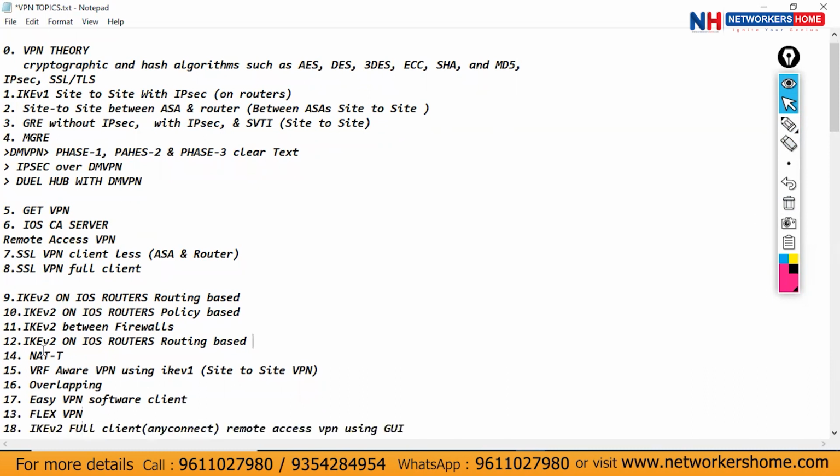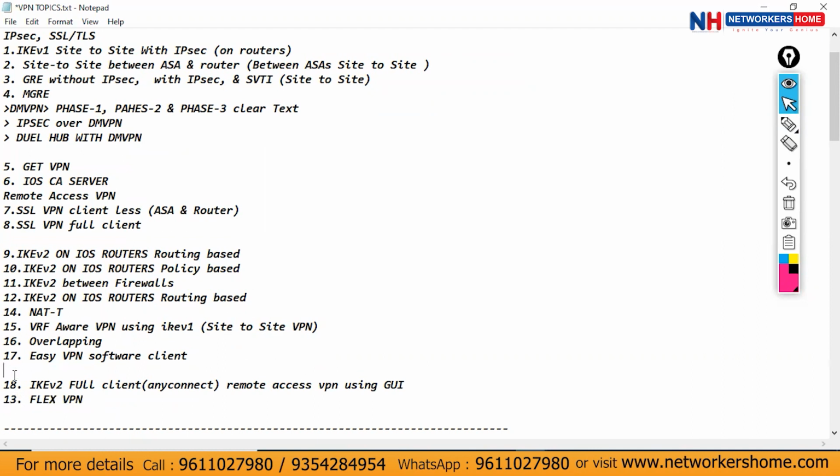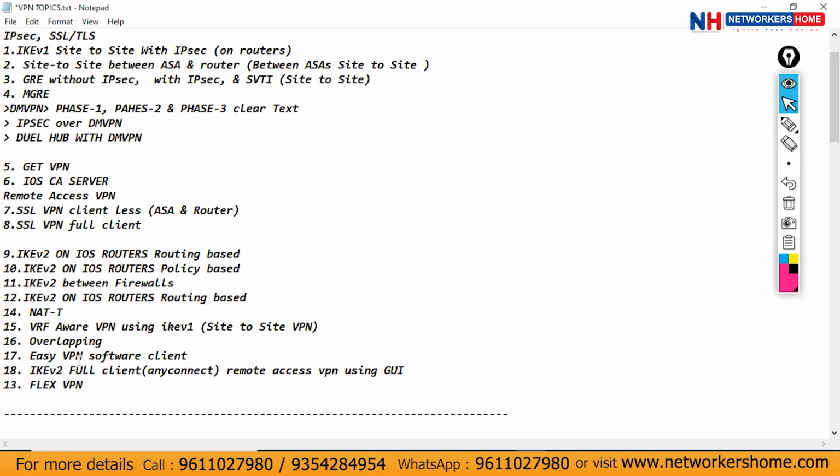Then only the other VPNs. I'll put the Flex VPN at the last, sorry. And then I'll put it after all the VPNs, okay? Let me tell you about the other VPNs also that we are going to cover.